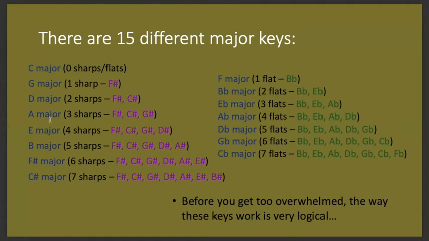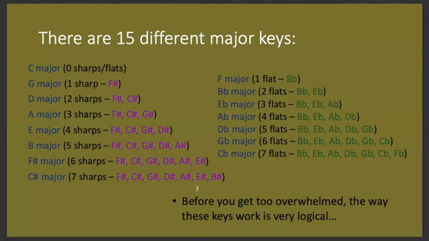So with every single consecutive key, we have an added accidental. So F sharp major, for example, has all of the previous keys' sharps, all of the sharps that appear in B major, with an extra one. So each one adds on. And here are the flat keys. F major having one flat, B flat, and then B flat major having two flats, including the previous one. So E flat major has three, B flat, E flat, A flat, etc.